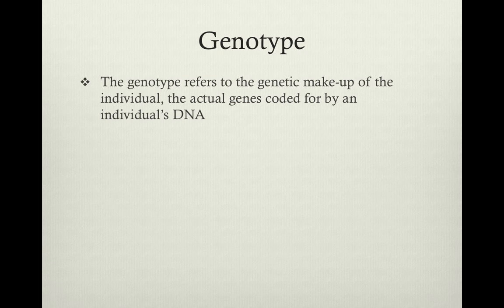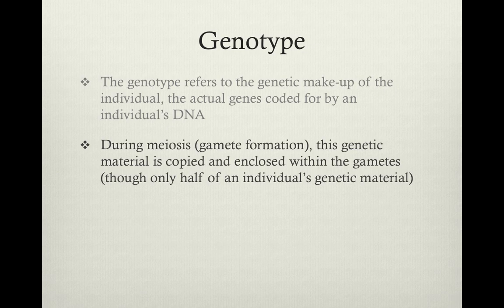So our genotype is defined as the genetic makeup of the individual. This includes the actual genes coded for by an individual's DNA. If you were to sequence your DNA, you'd get output that said something like CCTAGUGU, so on and so forth. And that would then be able to be read by individuals who know what the biochemical makeup is of different alleles to determine what genes you possess. But really, this is not what natural selection acts on.